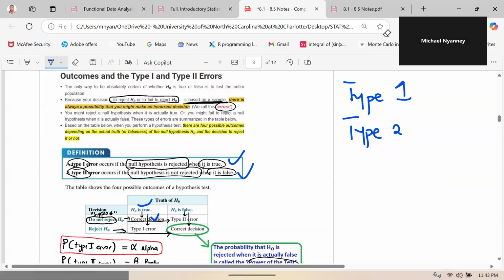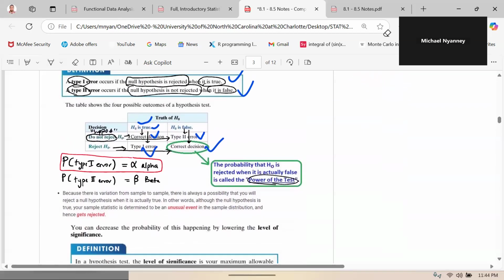But if H naught is false and we do not reject it, we've committed an error known as the type 2 error. And now if H naught is true and we reject it, we've committed an error because it's true and we have rejected it. So it's called the type 1 error. And if H naught is false and we reject it, it's a correct decision. We've not committed any error. All right. So this is what the table actually means.